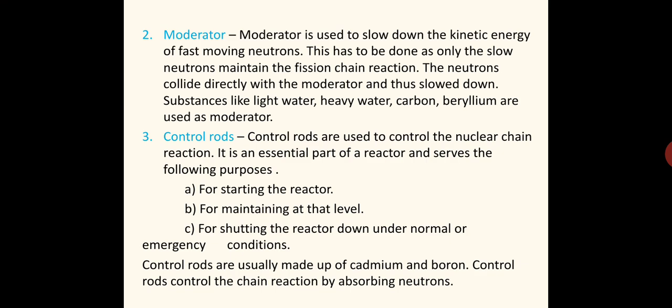Now comes the moderator. The moderator is used to slow down the kinetic energy of the fast moving neutrons. As I have already told, if uranium 235 is used as the fission fuel, then a slow moving neutron is required for the fission reaction. So the kinetic energy of the neutron produced after the fission reaction has to be reduced. The moderator is actually doing that function. This has to be done as only the slow neutrons maintain the fission reaction. The neutrons collide directly with the moderator and are thus slowed down.